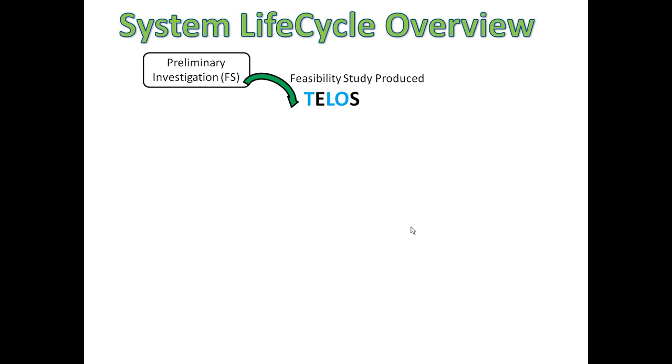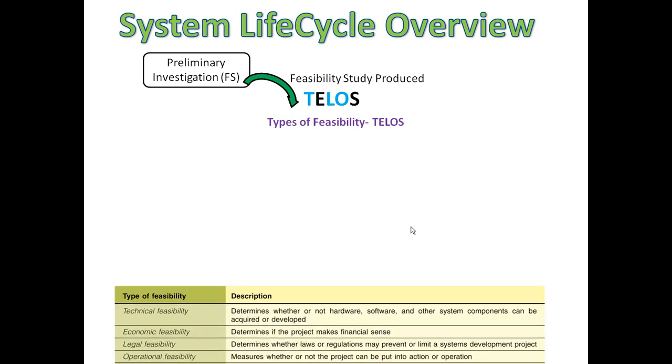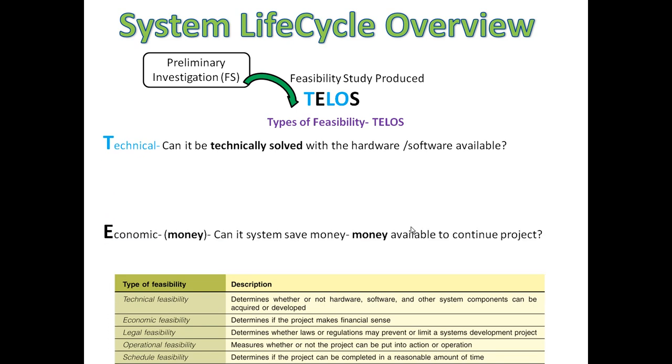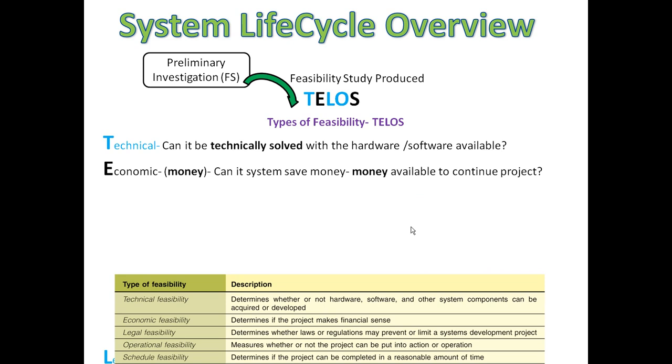Now there are five different types of feasibility that you need to know. They are TELOS. They are technical feasibility: is it technically possible to solve this problem? Is the hardware there? Is the software there? Is it available? Economically is all to do with money. Is there money there? Will it save money? Is there money to continue the project?